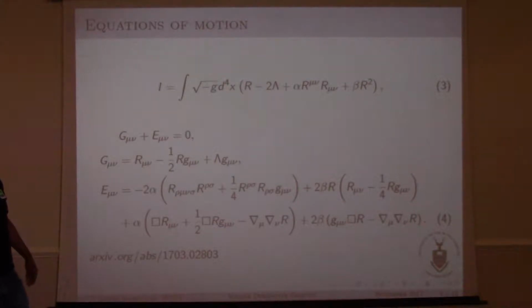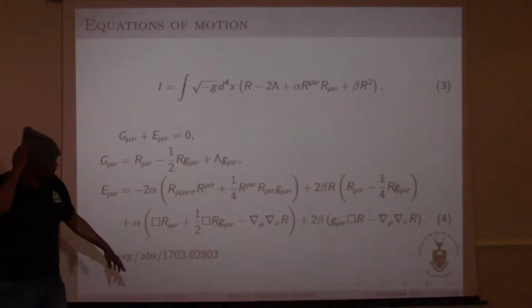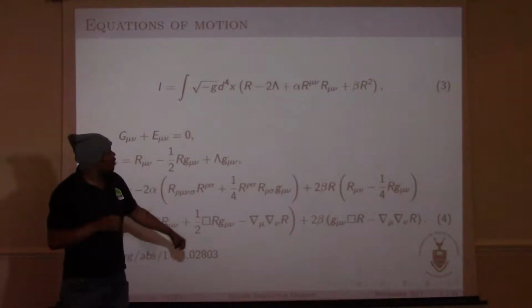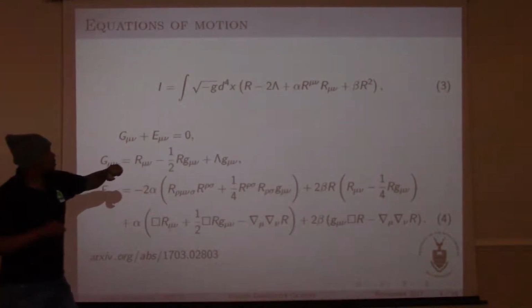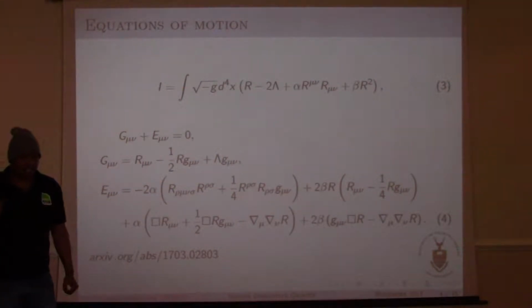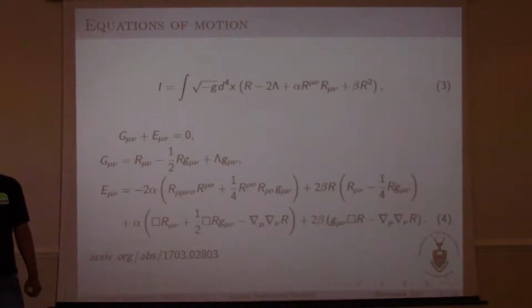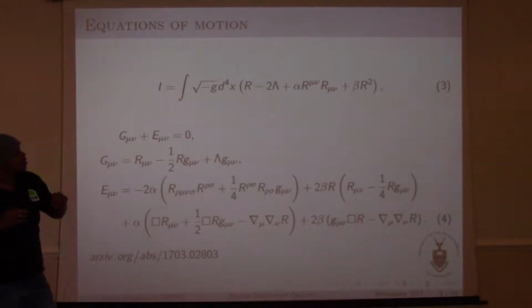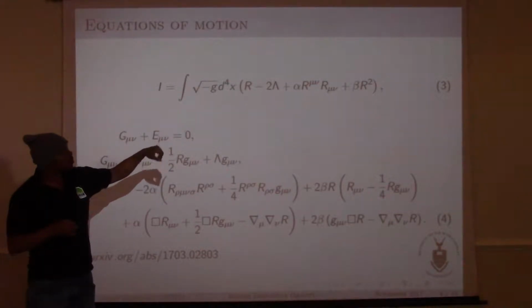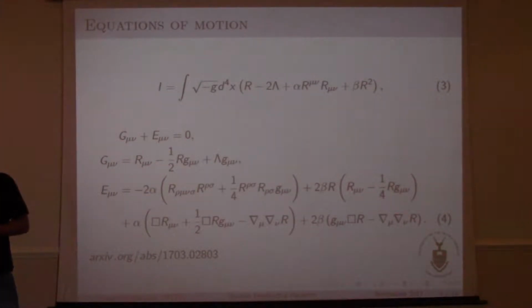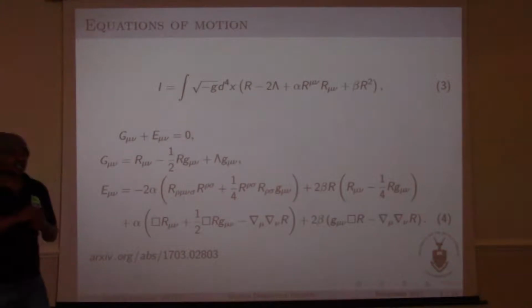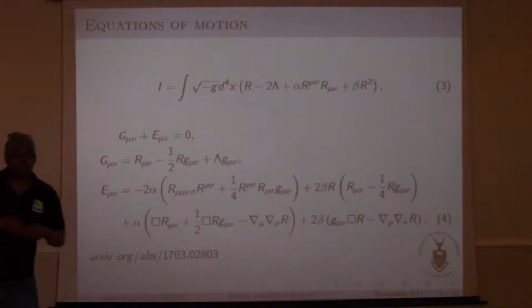From this paper, we're considering when beta is equal to zero, and we determined two branches of non-Schwarzschild black holes. But now what we're focusing on is just tuning the cosmological constant, because we also want to study non-Schwarzschild AdS.